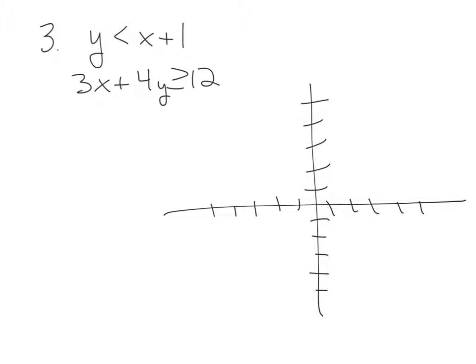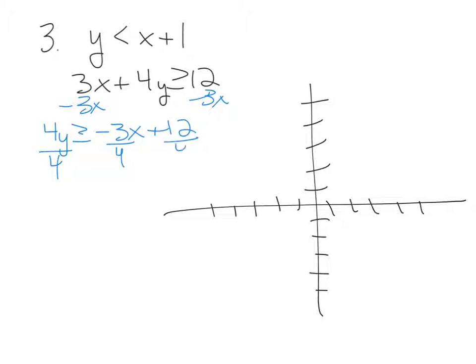All right, so now we have the two inequalities: y is less than x plus 1, and 3x plus 4y is greater than or equal to 12. The first thing I'm going to do is solve this second one for y, so I can get it into y form. I subtract 3x from both sides, and I get 4y is greater than or equal to negative 3x plus 12. Divide everything by 4, and I get y is greater than or equal to negative 3/4 x plus 3.